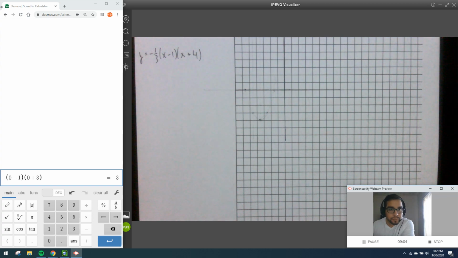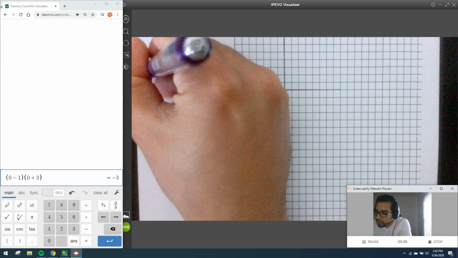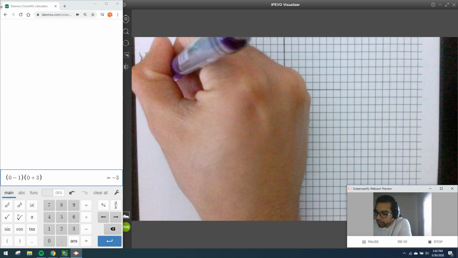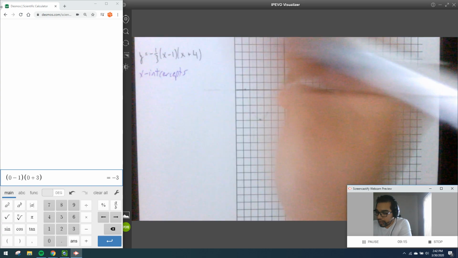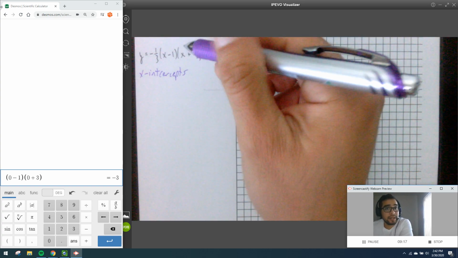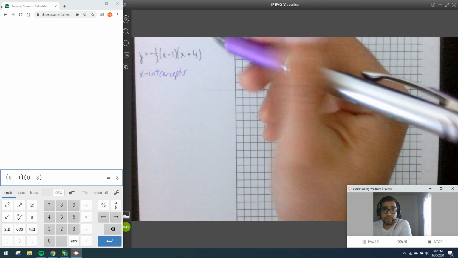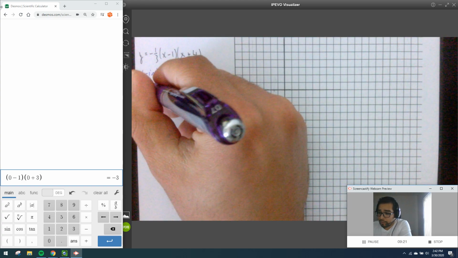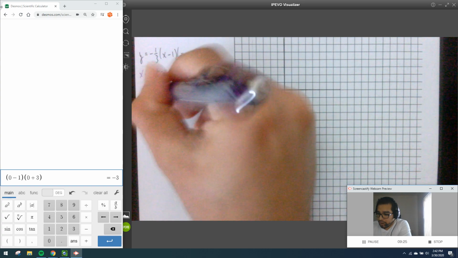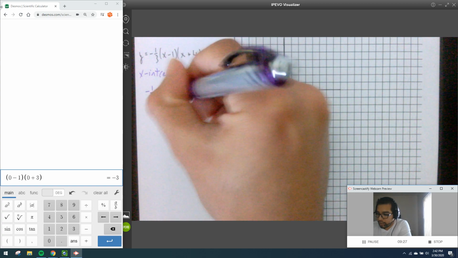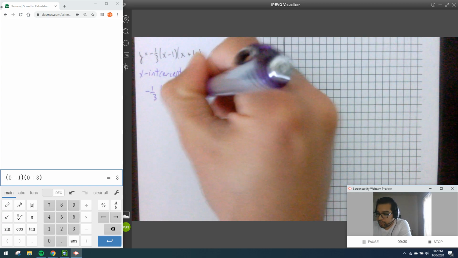So here I want to go ahead and find the x-intercepts. Okay, that's going to be a given, x-intercepts. Okay, that's the first thing I'm going to find for this one since it's set up for me to already do that. So I'm going to use the zero factor property and set my quadratic equal to 0.